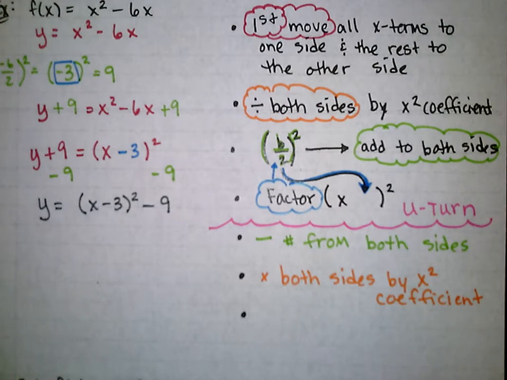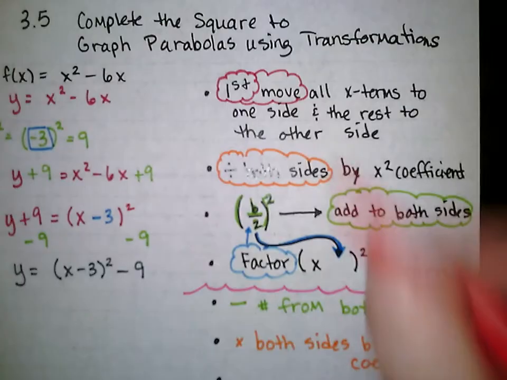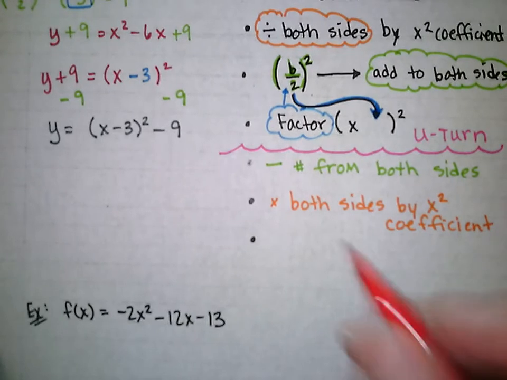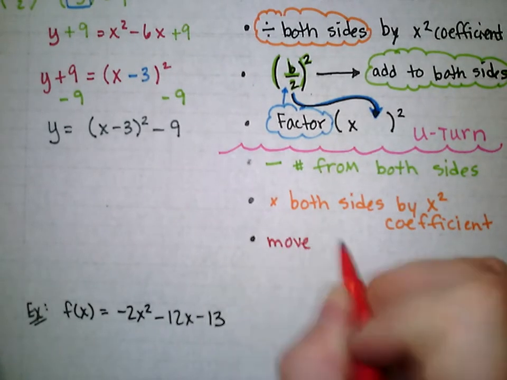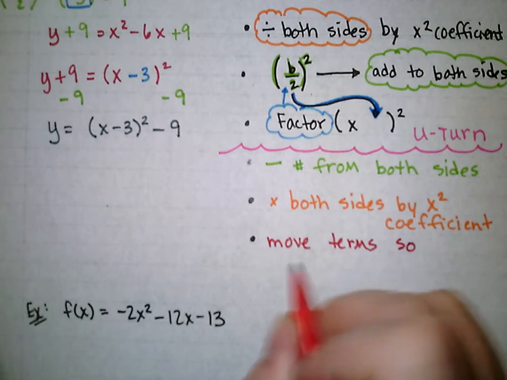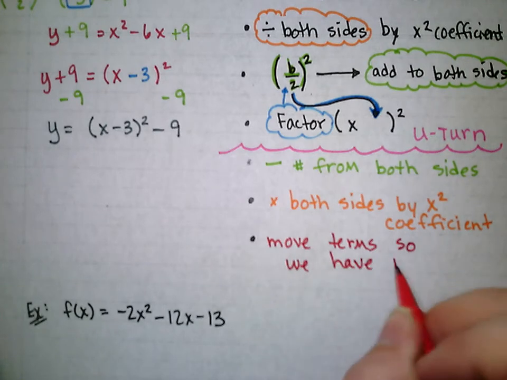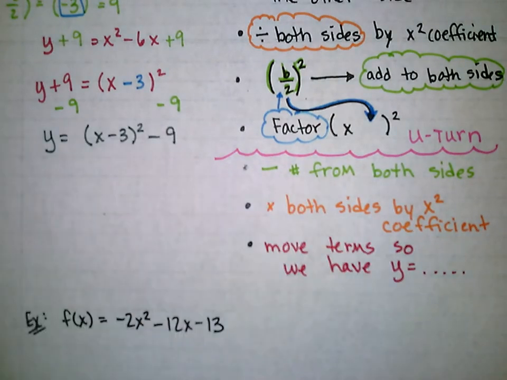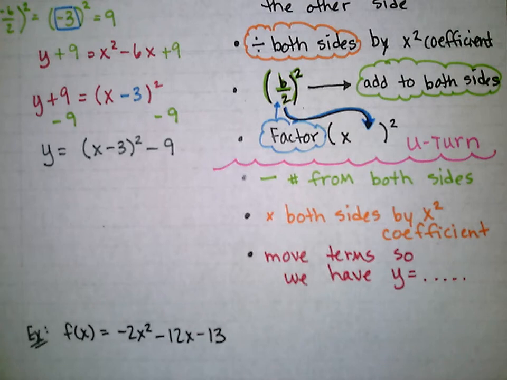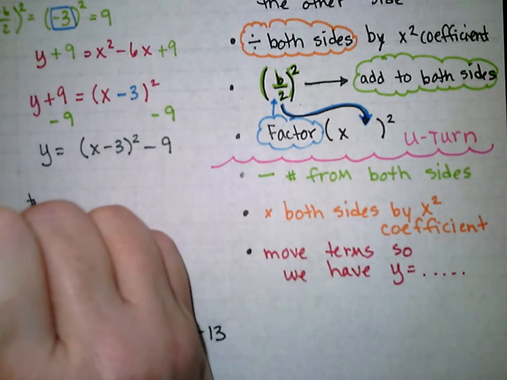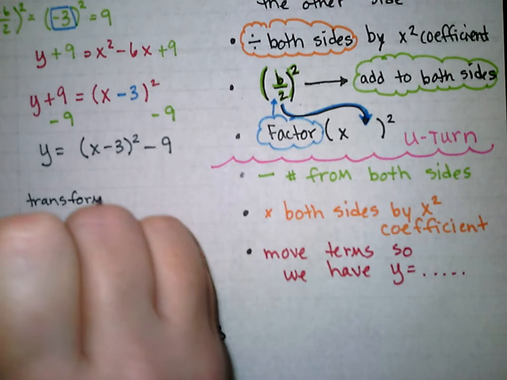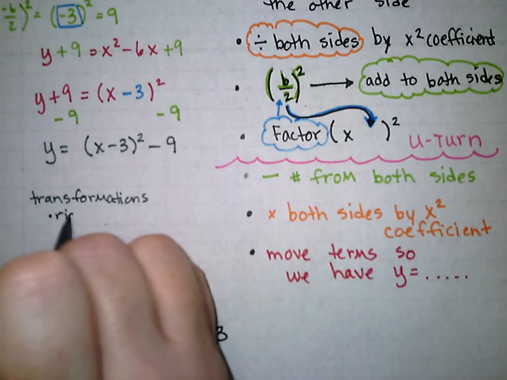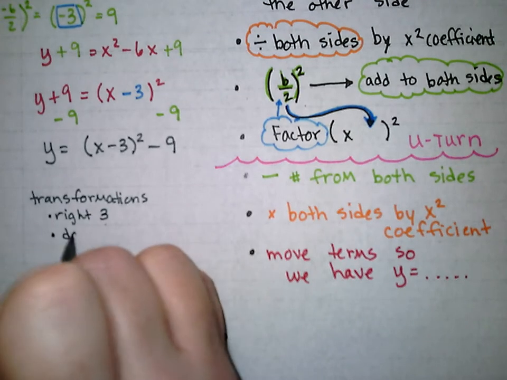And then if there's anything else we need to move, remember how we had to move some of the x terms to one side and the rest to the other side? Then we move back. So we have y equals by itself. So this one is already done, this problem, and then we can list the transformations and we would be able to graph it. So on this one, the transformations, the only thing we have is a shift right 3 and a shift down 9.